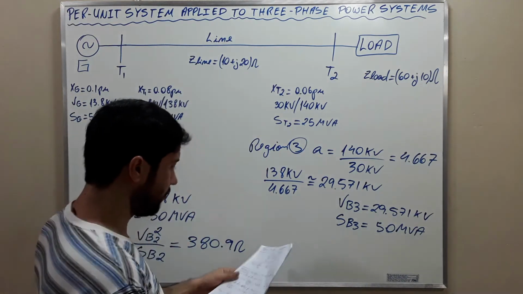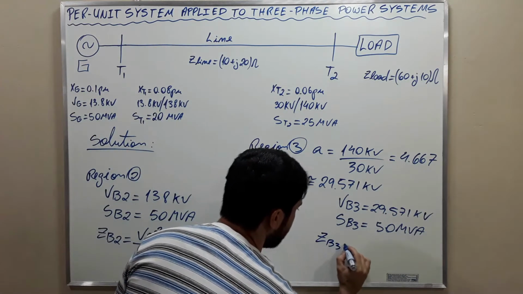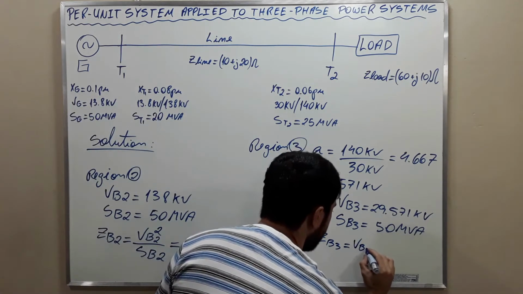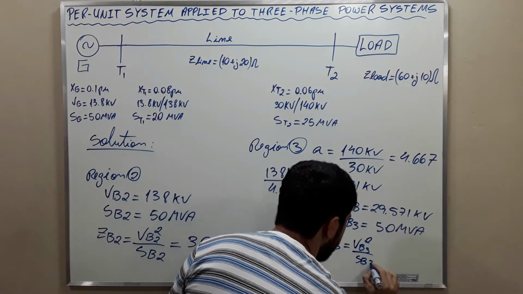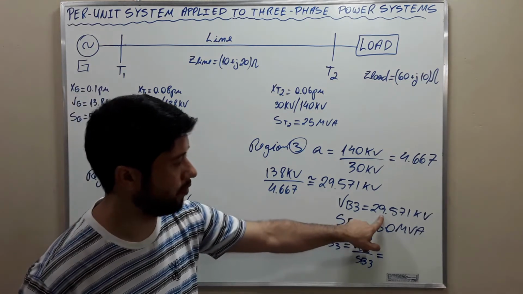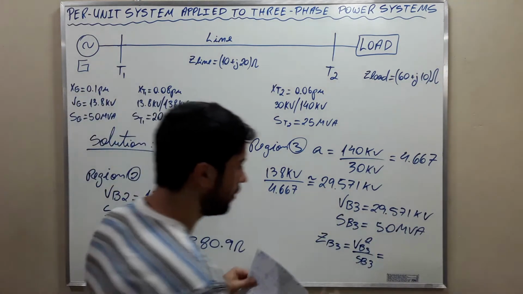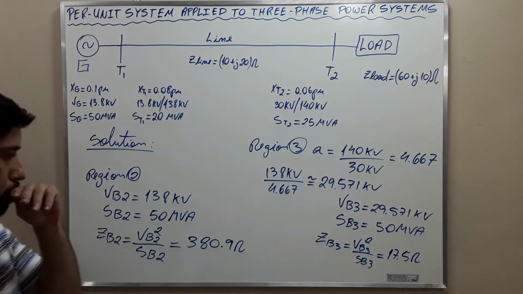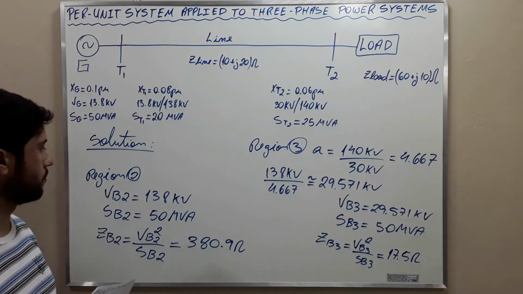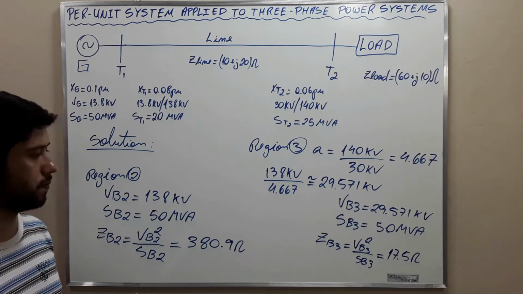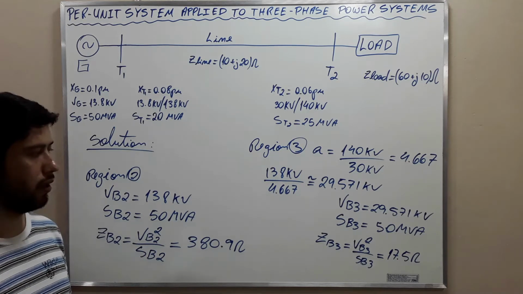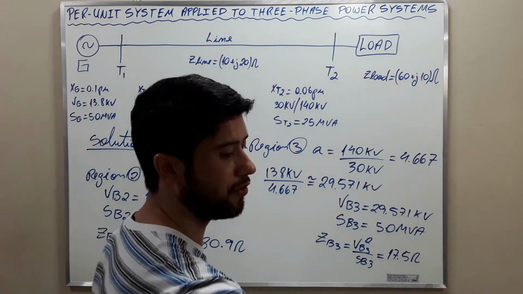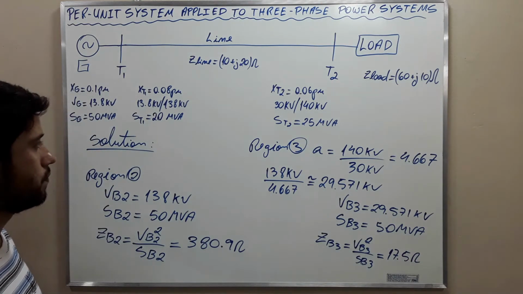And lastly, we need to find the base impedance for region 3. This number squared divided by this, and we find 17.5 ohms. With these values at hand, we can come up with the per unit system. We can convert it all to per unit.